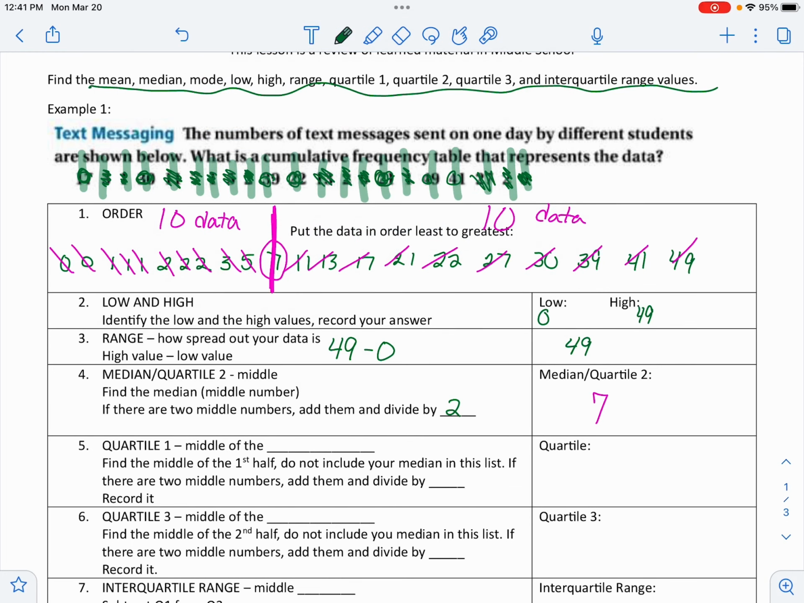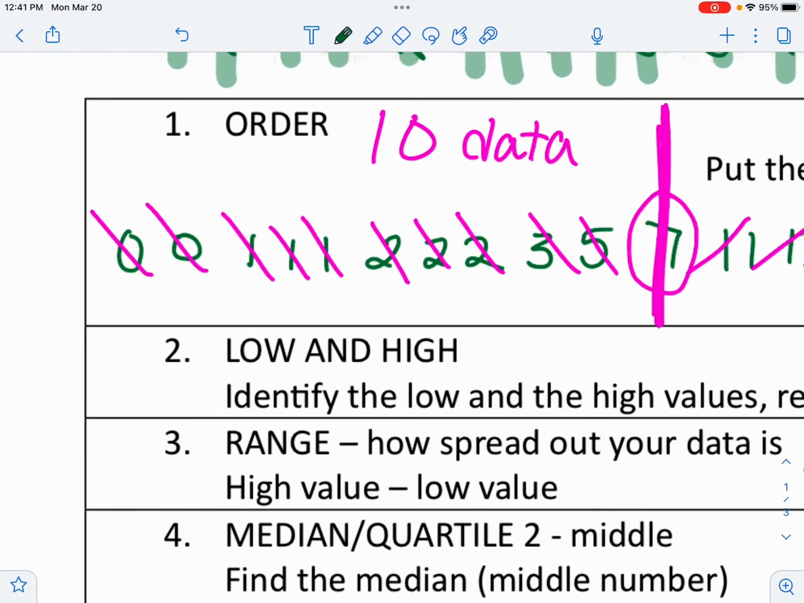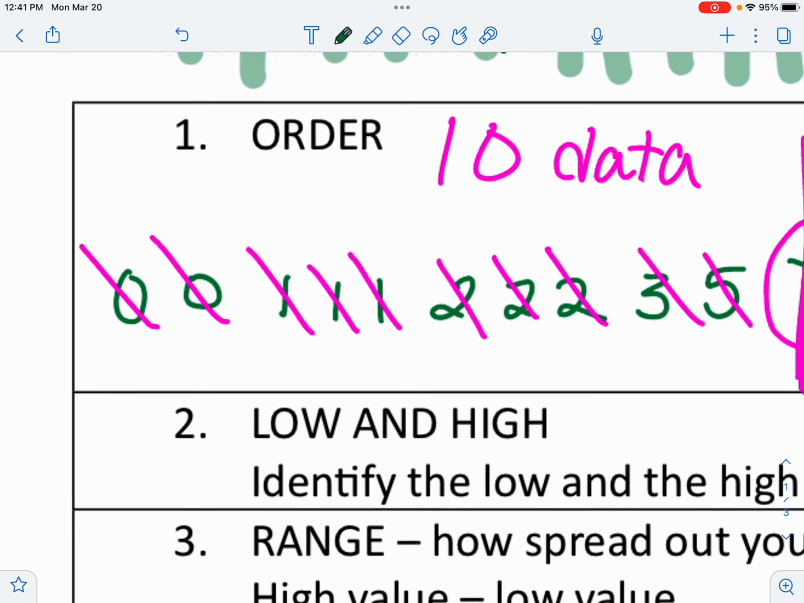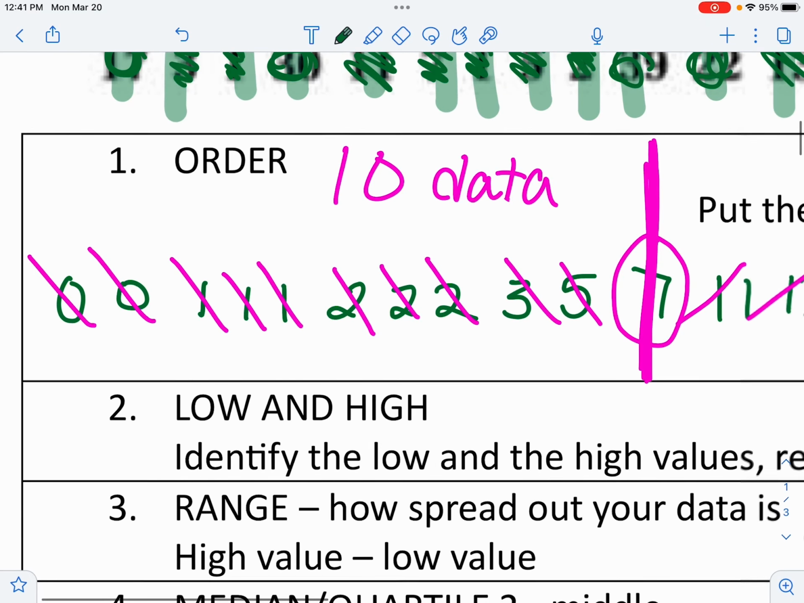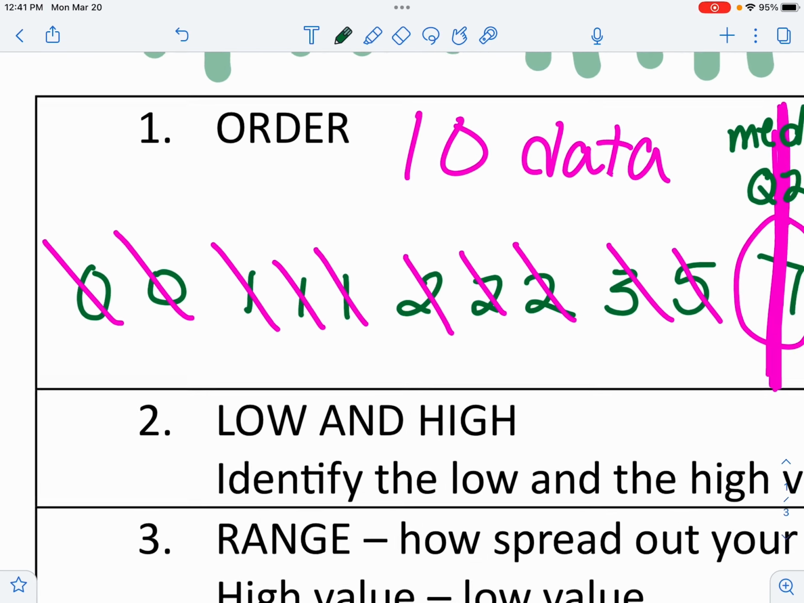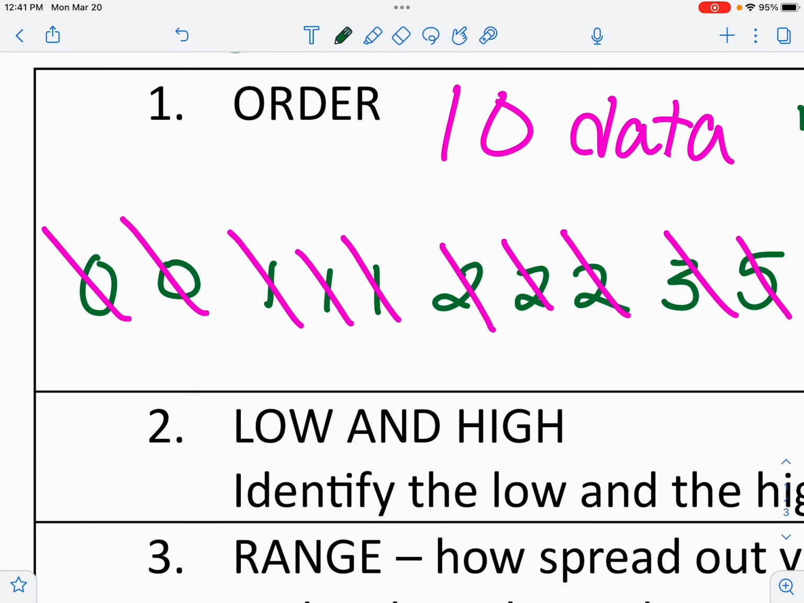find the middle of the first half. Remember how we just split it in half? We have to find the middle of that half, and if there isn't a distinct middle, add your middle ones together and divide by 2. So let's focus on this first half. Remember how this was my median, or my quartile 2? You don't include that. So I'm going to zoom in and block it out so I just see my first half. There are 10 items here.